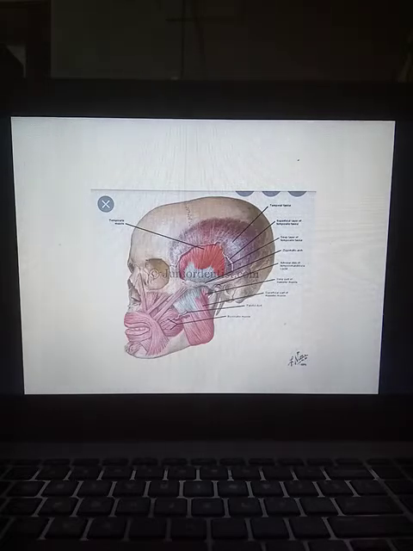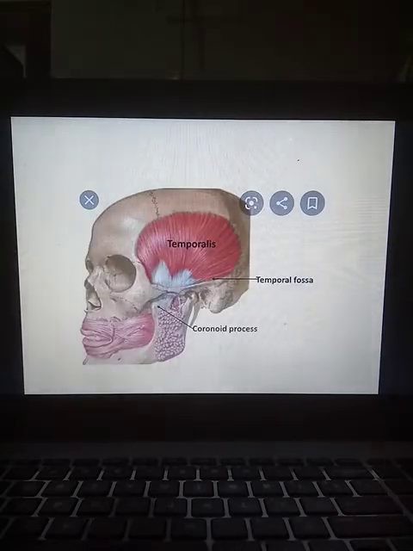What is it supplied by? It is supplied by the masseteric branch of the mandibular nerve. What will be its action? It will elevate the mandible, and it will cause protrusion of the mouth. It elevates the mandible and causes protrusion. Fine. So this is your masseter.